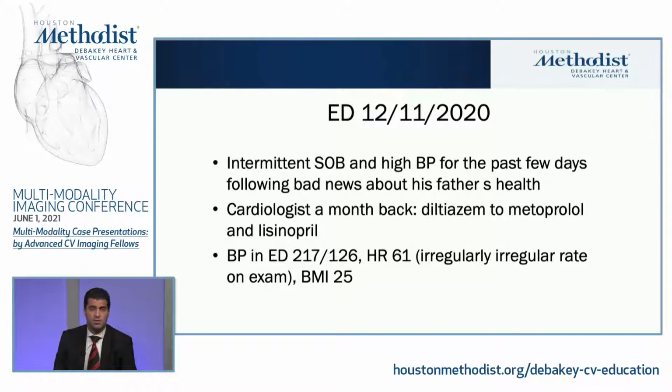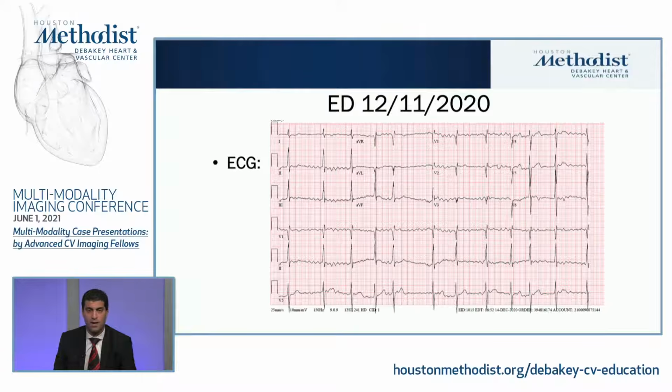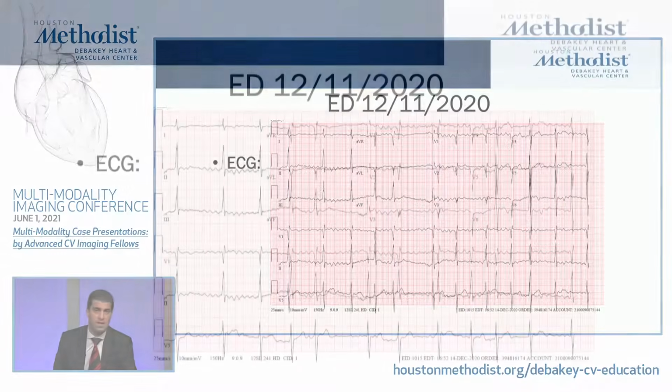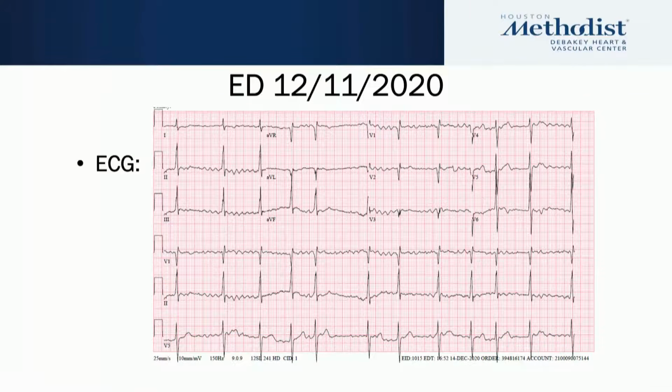The BP in the emergency room was 217/126. The heart rate was irregular, and the BMI was 25. As you can see, the EKG is showing a fib. That's rate controlled. Nothing at this point that I can add more than that per se on this EKG.